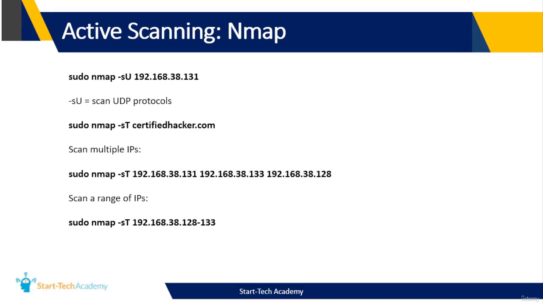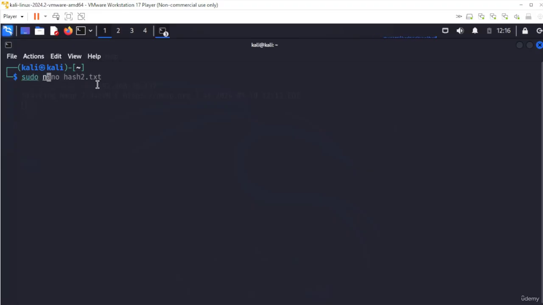So here you will see that we already have sudo nmap -sT or -sS, 192.168.38.136. That is the IP address of my Windows. 192.168.38.137. This is the IP address of my Metasploitable, and I do not know the IP address of my Kali. Let's find that out.